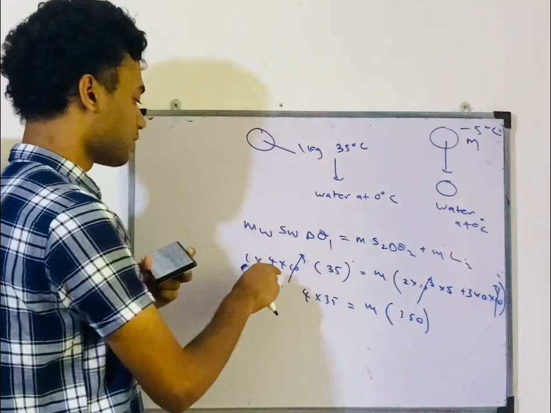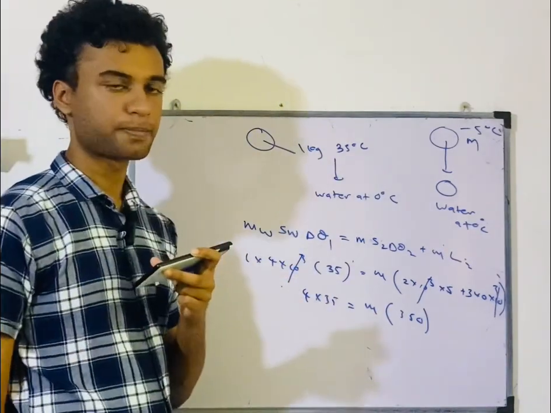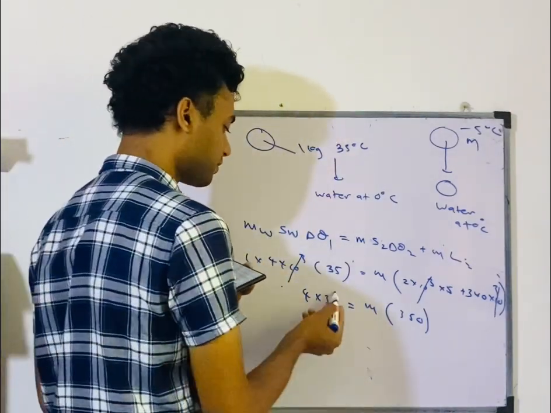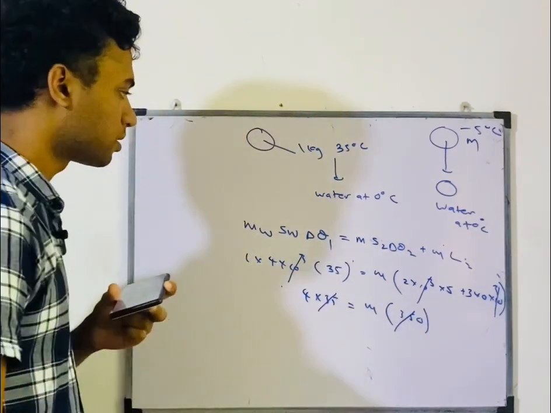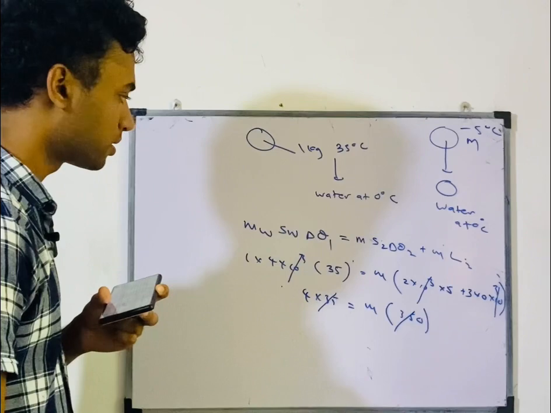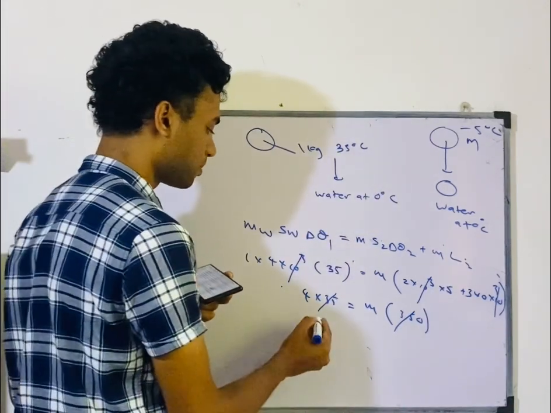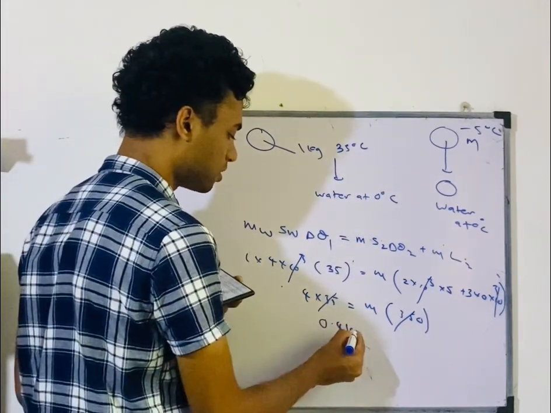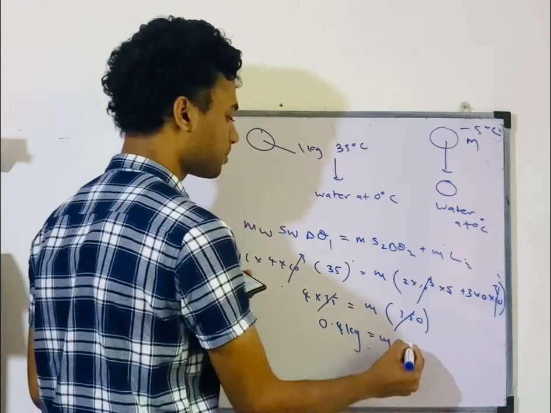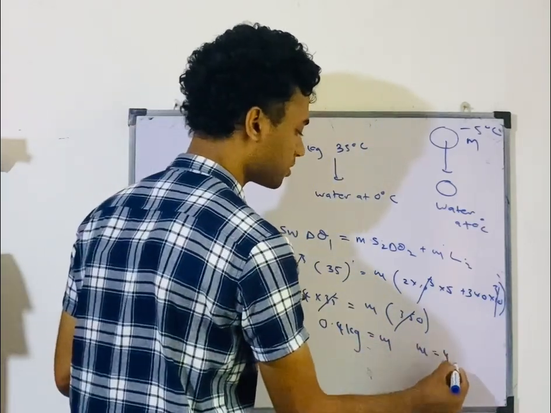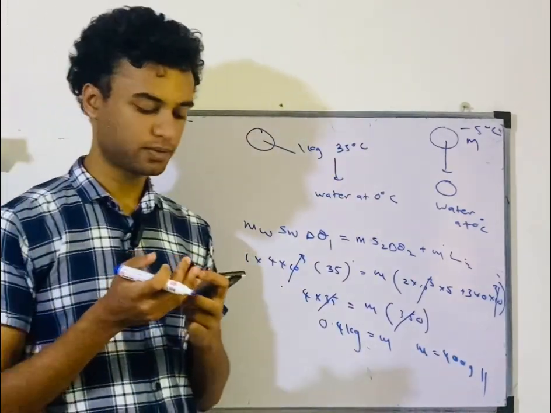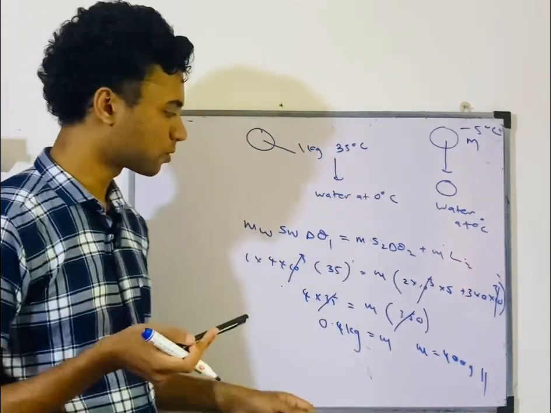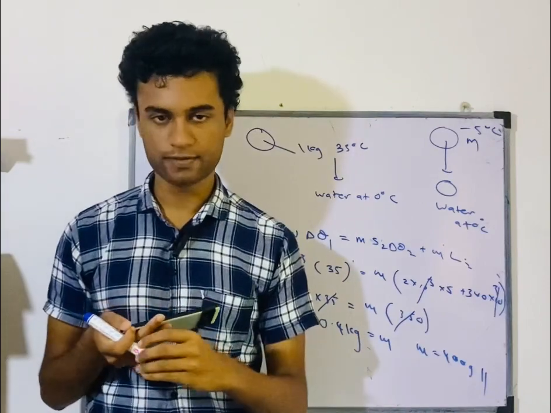Don't simplify early, like 4 times 35 early, it's a waste of time. Can you see 35 and 35 cancels off? Then you can see 0.4 kilograms is equal to m. That means m is equal to 400 grams. I hope you can understand this. Very simple question, right? Okay, so question number 36 is what we have next.